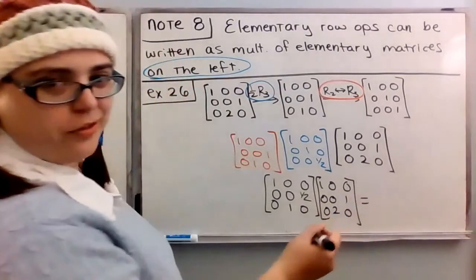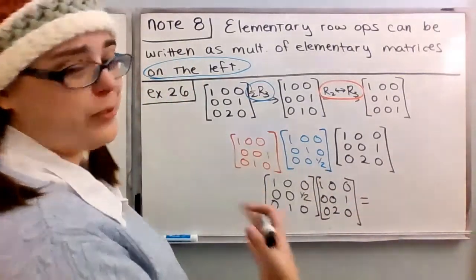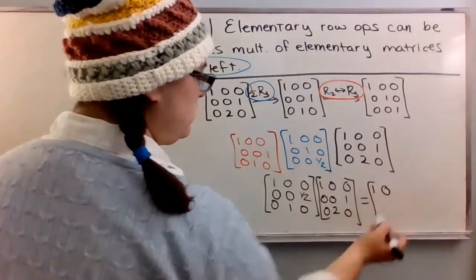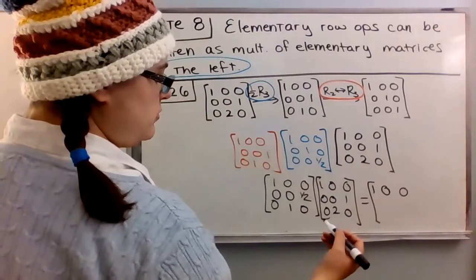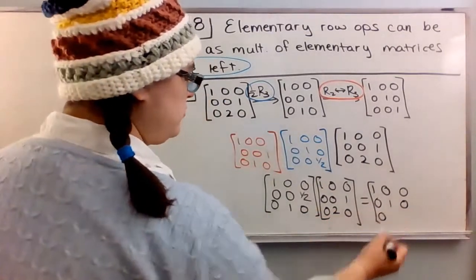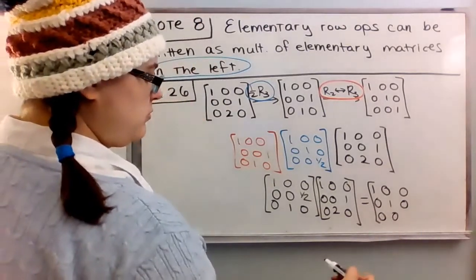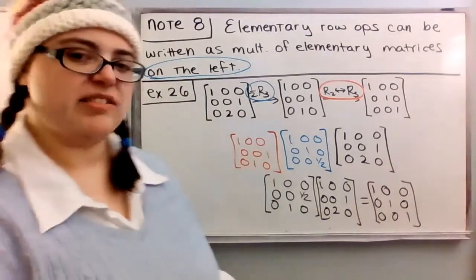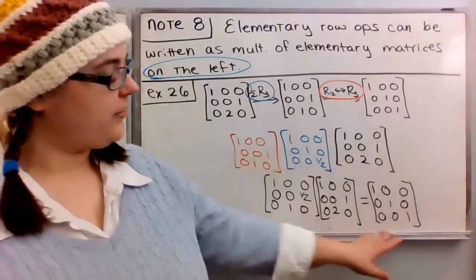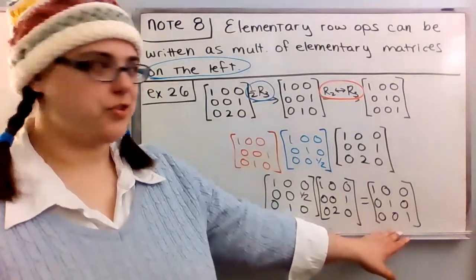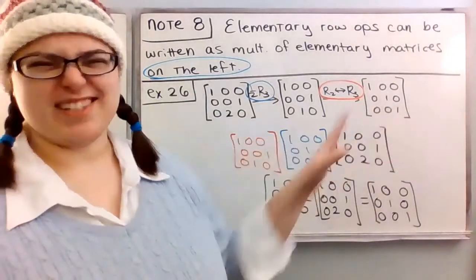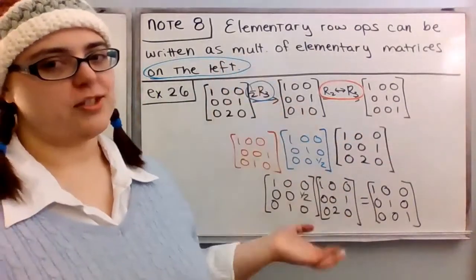So I'm going to work through that quickly. You can work through it quickly if you want, and then we can compare answers, okay? All right, so it looks like when I did this multiplication, I ended up getting the 3 by 3 identity matrix, which is where we ended up after we did our row operations. So this is looking good. It's sort of supporting what this note was saying.